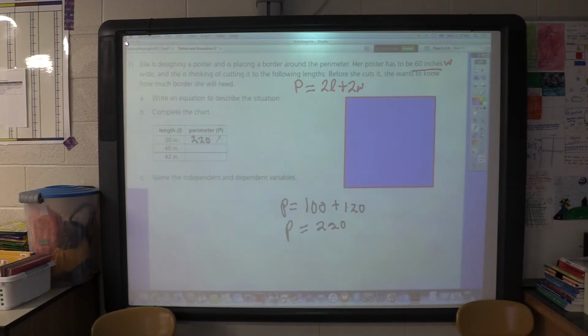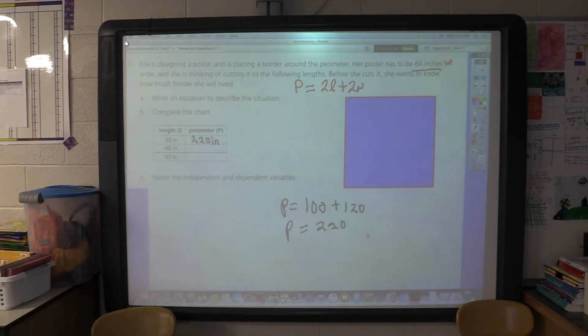Now this is perimeter. Am I going to say inches, inches square, inches cubed? What am I going to say? Just inches. It's a linear measurement. It's not a square measurement. It's not a cubic measurement. It just wants to know how long it is all the way around my shape here.